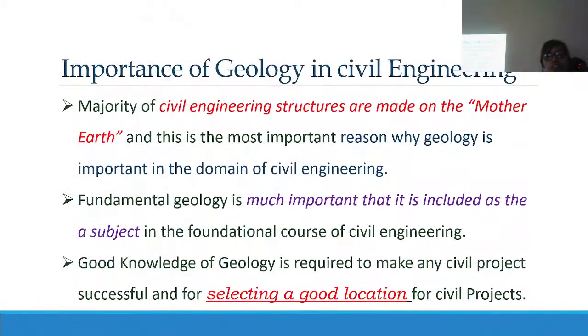And next, the importance of geology in civil engineering. Majority of civil engineering structures are made on the Mother Earth, and this is the most important reason why geology is important in the domain of civil engineering.